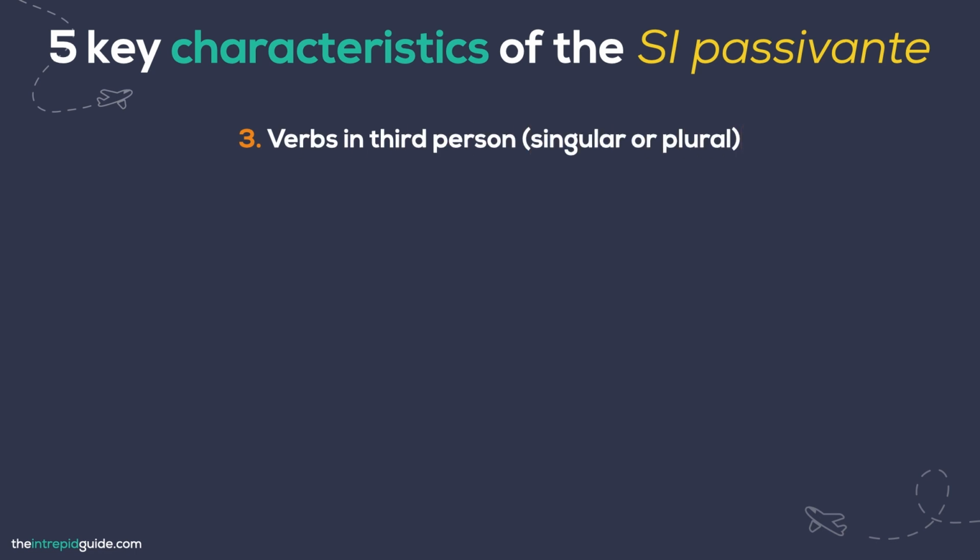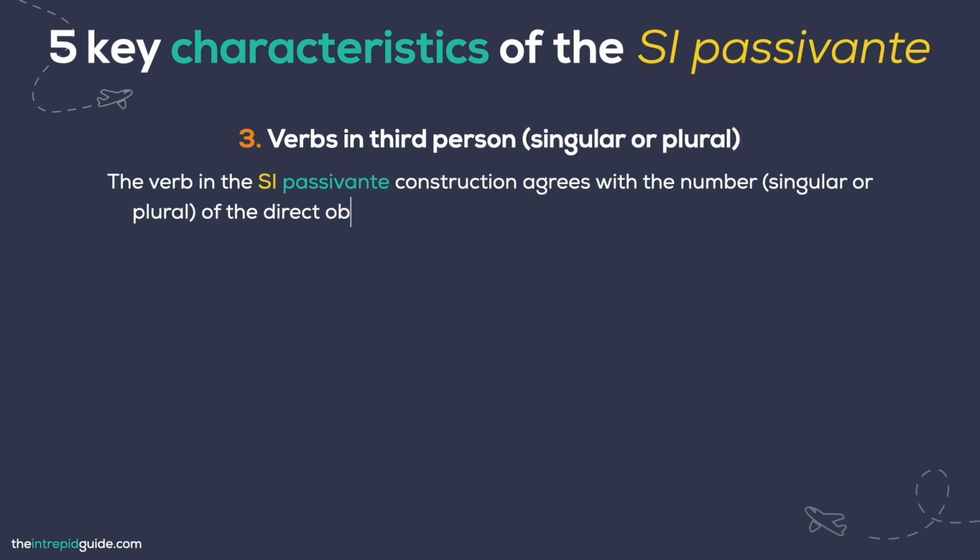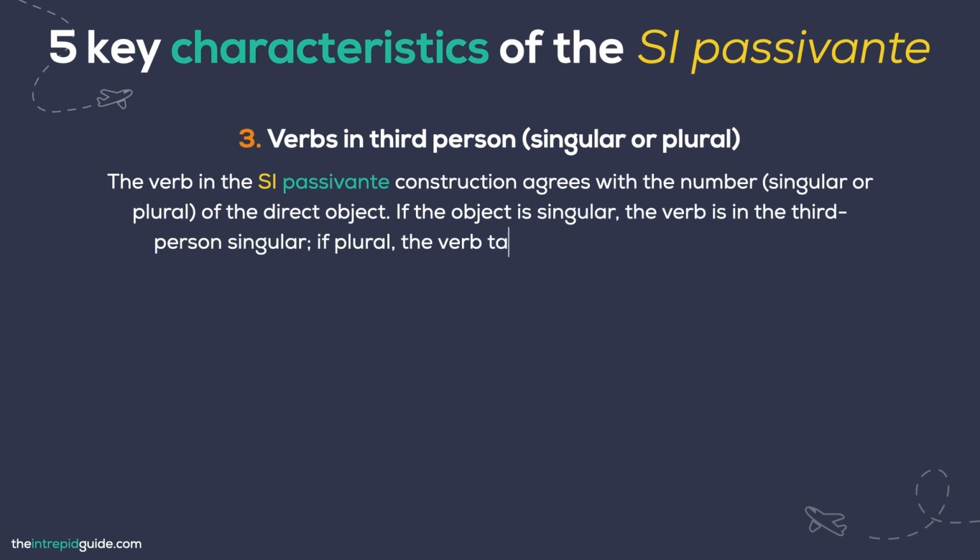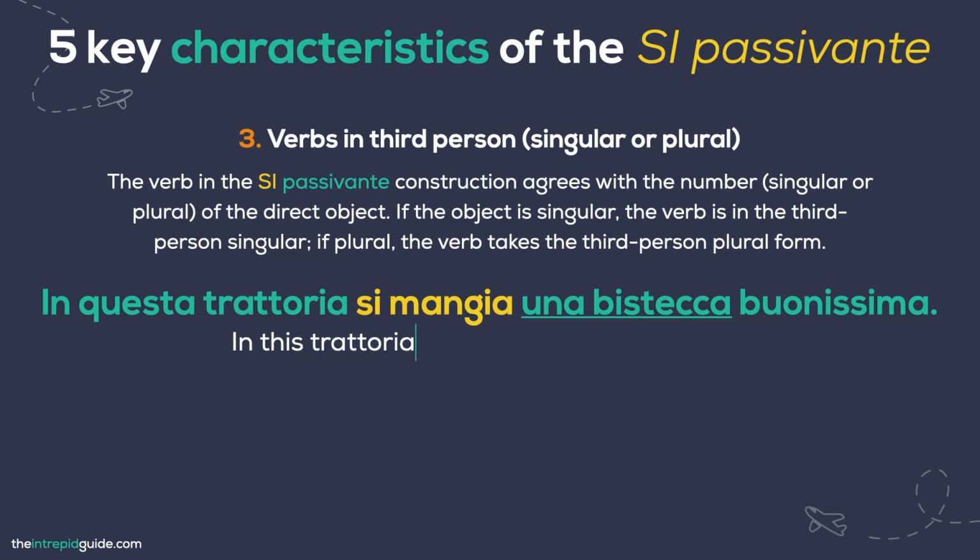The next characteristic is verbs in the third person, either singular or plural. The verb in the Si Passivante construction agrees with the number, singular or plural, of the direct object. If the object is singular, the verb is in the third person singular. If plural, the verb takes what? The third person plural form. Take a look at these examples. "In questa trattoria si mangia una bistecca buonissima." In this trattoria, one eats a delicious steak. Bistecca here is singular, so mangia, eats, is in the singular form.